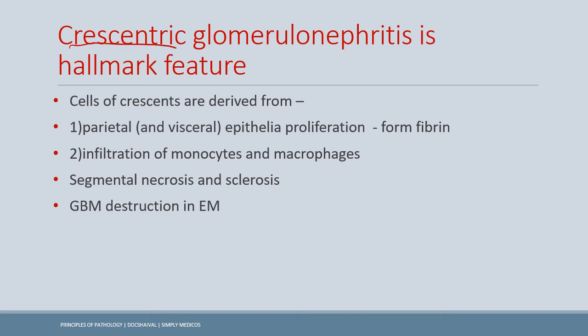Okay, and this crescent formation is made up of fibrin, and that comes from the proliferation of the parietal, that's predominantly parietal, and also visceral epithelium. Then infiltration of monocytes and macrophages, and these 2 points are very high yield. Then segmental necrosis and sclerosis would be seen, and GBM destruction can be seen in the electron microscopy.